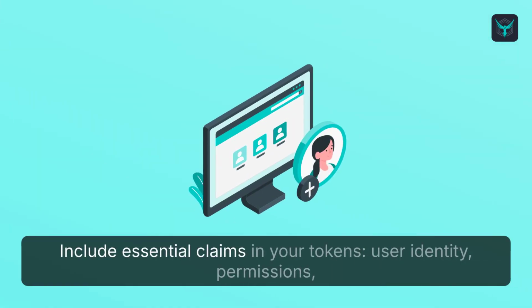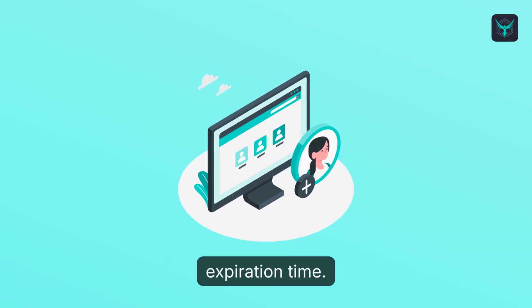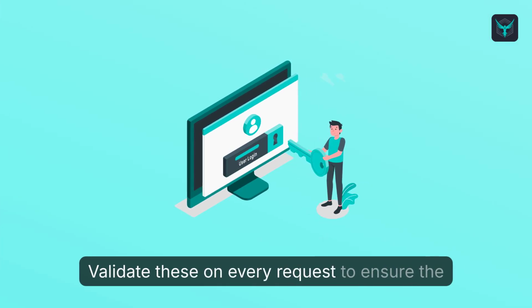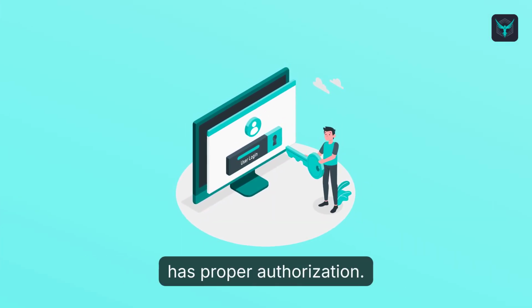Include essential claims in your tokens: user identity, permissions, expiration time. Validate these on every request to ensure the token is still valid and the user still has proper authorization.